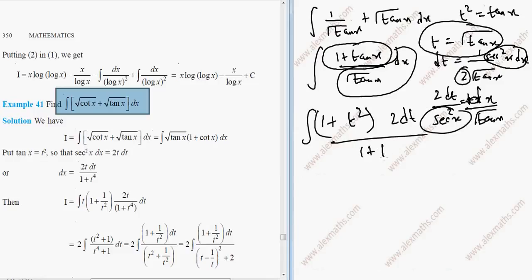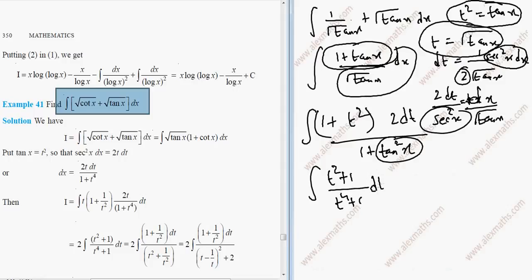So that can be written as 1 plus tan square x by identity. If I square this further, I will get t power 4 is tan square x. So this will become t power 4. Now the numerator is t square plus 1 by t power 4 plus 1 dt. Now this is another special form where we have to divide by t square both numerator and denominator. So I will be getting like this.